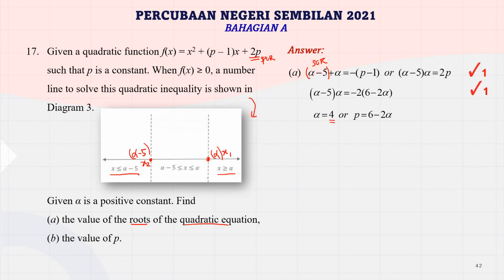It asks to find the roots, so the roots are x. So x is negative 1, x is equal to 4, because of this, the first x is 4, alpha itself. And then this other one, the second, because of this is 4 minus 5, that's why you get negative 1 for this one. Okay, and then we can find the value of p. So p is equal to negative 2 directly. Once you get alpha, definitely you can find p.